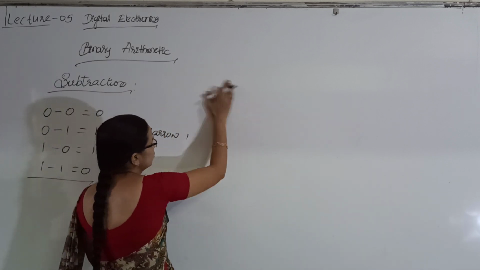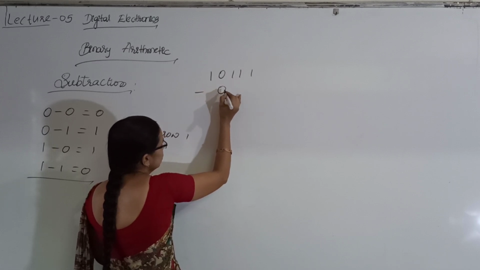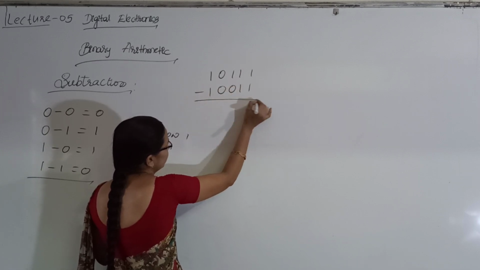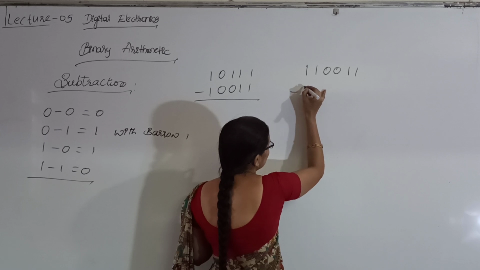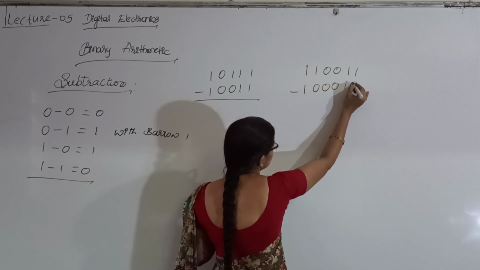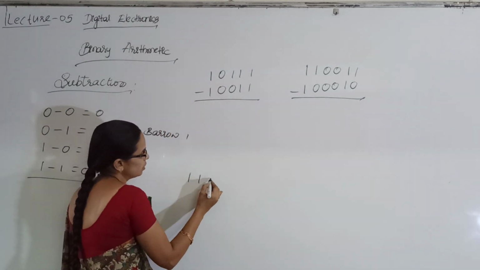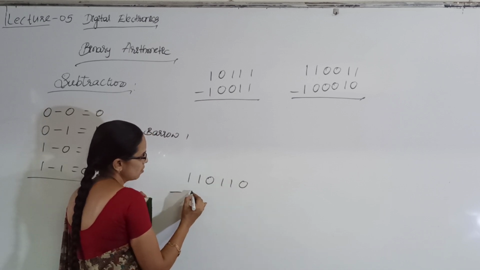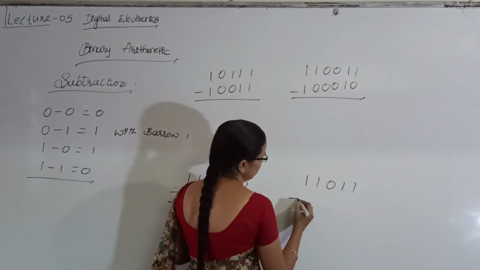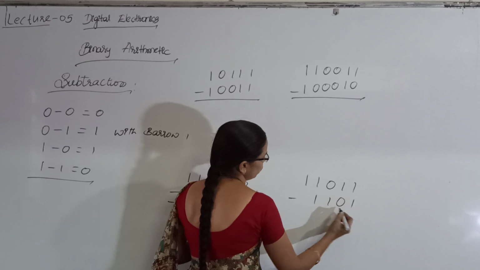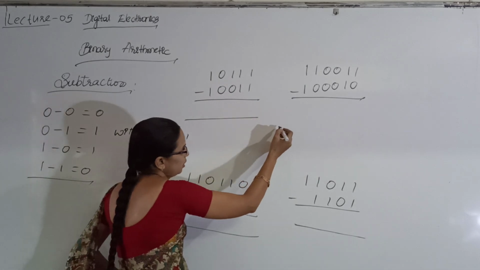The other problems are 10111 minus 10011, 110011 minus 100010, the third one 110110 minus 11111, and 11011 minus 1101. These four we will solve now. Please try to solve with me.